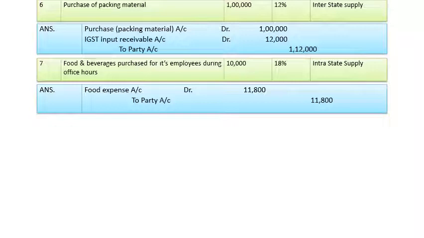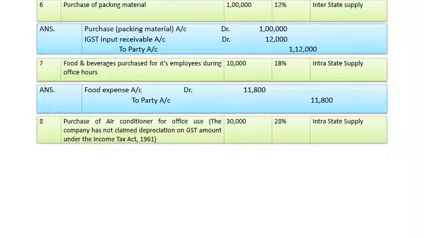purchase of an air conditioner for office use. The company has not claimed depreciation on the GST amount under the Income Tax Act 1961. Amount is 30,000, rate is 28%, and it is an intrastate supply. It is an intrastate supply, so CGST and SGST will apply. Now we have to calculate 28% of 30,000.